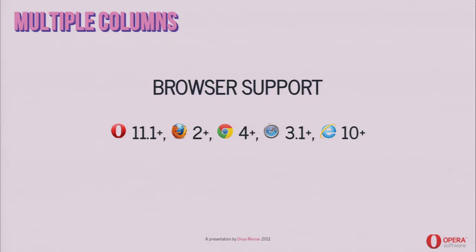So in terms of browser support, it's pretty good. And we have all these browsers already supporting it. It's almost ready to go for production use. And especially because when multiple column is not supported, it just falls back to a single column rendering, which is not bad at all for readability for users.